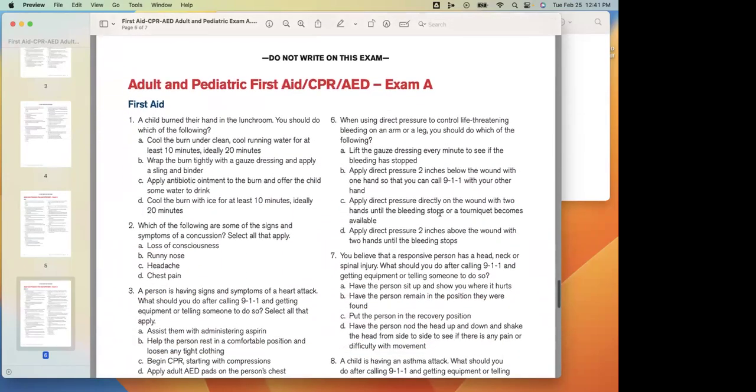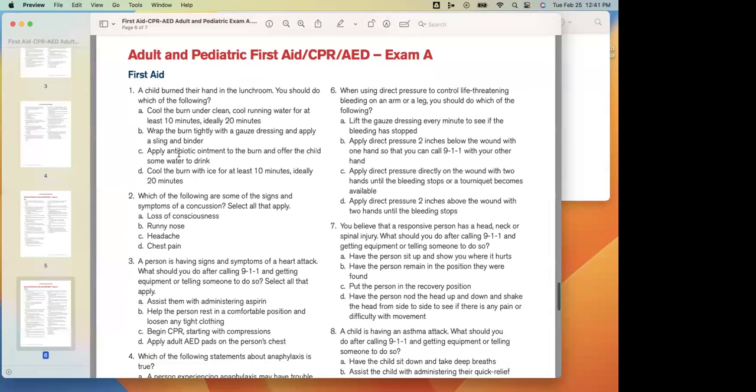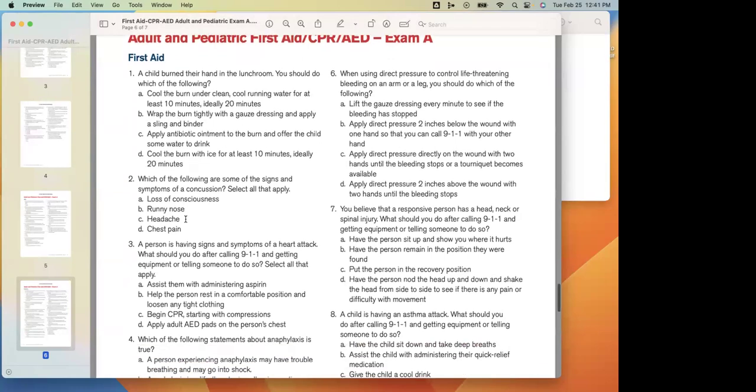Okay, first aid portion. Number 1, a child burned their hand in the lunchroom. You should do which of the following? Number 2, which of the following are some of the signs and symptoms of a concussion? Select all that apply.